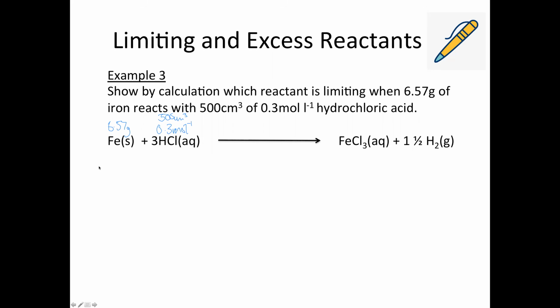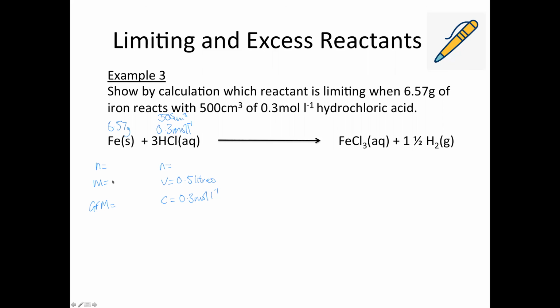So our iron's a solid mass, which means we're going to use n = m/gfm. However, for our hydrochloric acid we're being given a volume and a concentration, which suggests we're going to need to use the n = CV relationship for the number of moles instead. So the concentration is 0.3 moles per litre. And then the volume, remember, you need to change to litres, so you need to divide that by 1,000, so that'd be 0.5 litres.